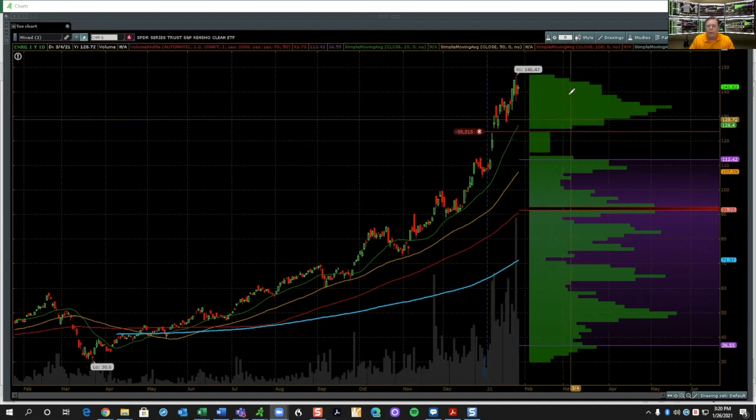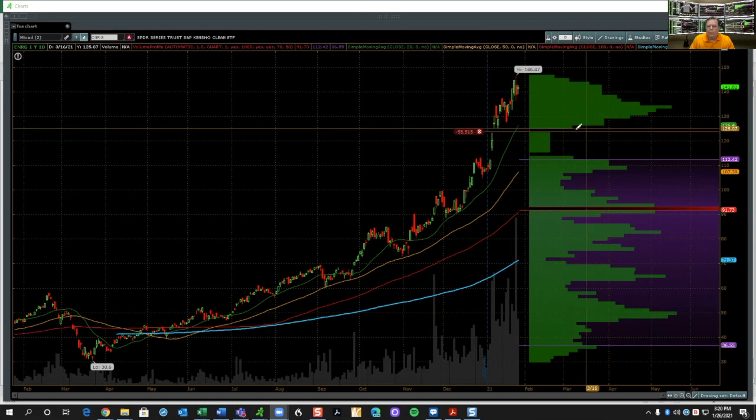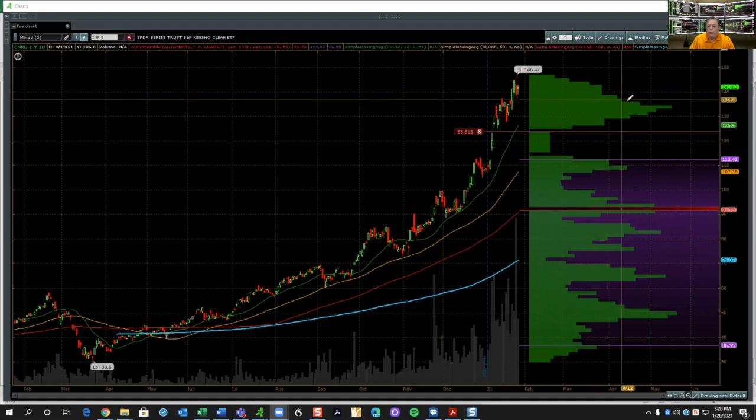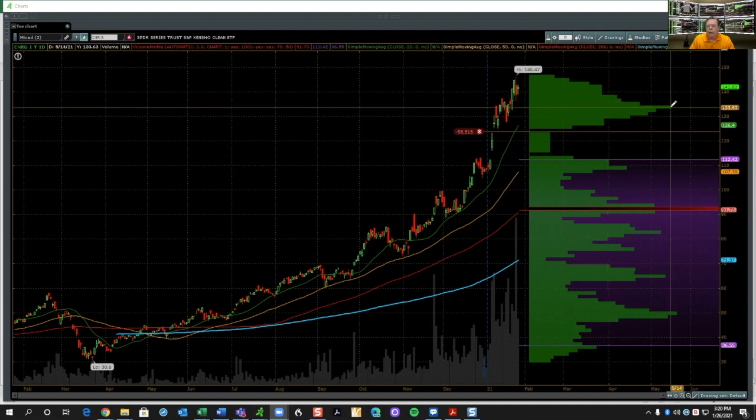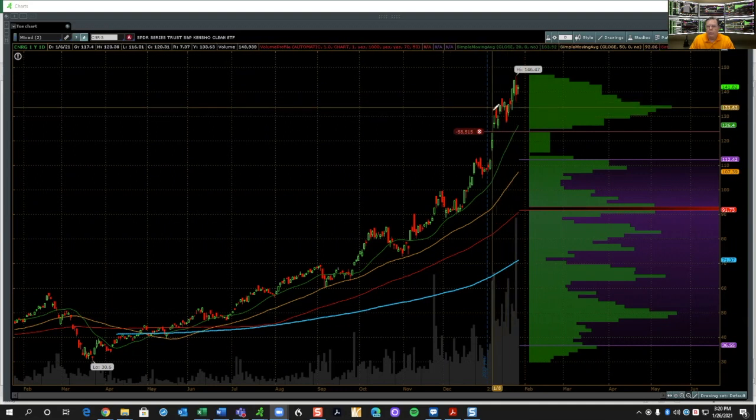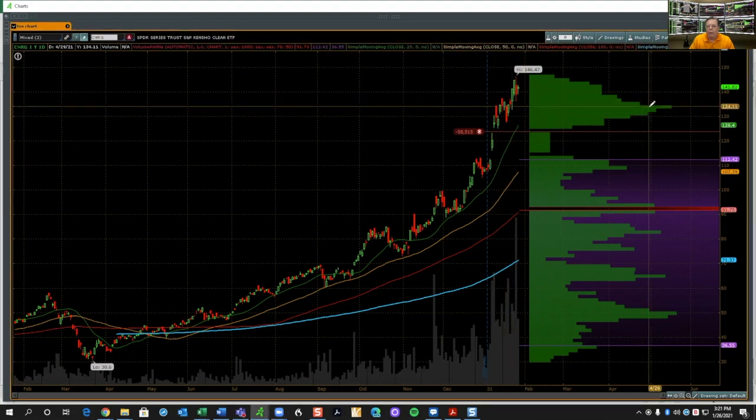The reason it's here has a lot to do with this volume profile. Every one of these little bars shows how many shares traded at each share price. And so you can see there's a lot of shares traded right here, which makes sense. You can kind of see that the price spent some time there. And so that's why that's there.